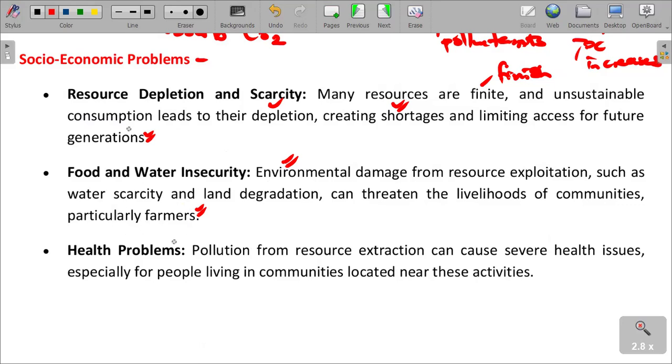Health problems would also result, as an economic problem that can also arise. Pollution from resource extraction can cause severe health issues. I have already mentioned some of these health issues, which are respiratory diseases that can also arise from problems to do with pollution, and all these cannot be overlooked.